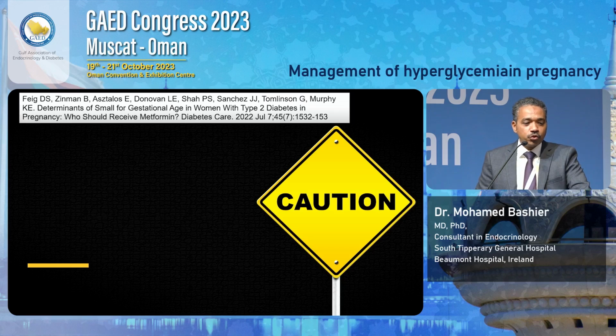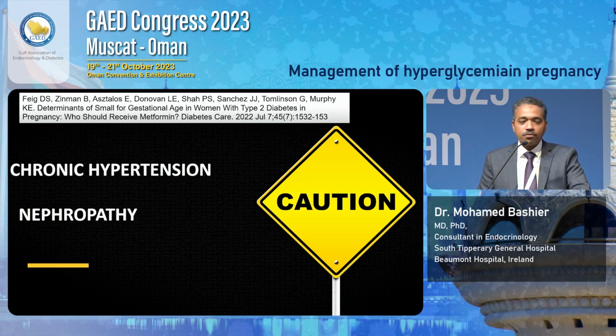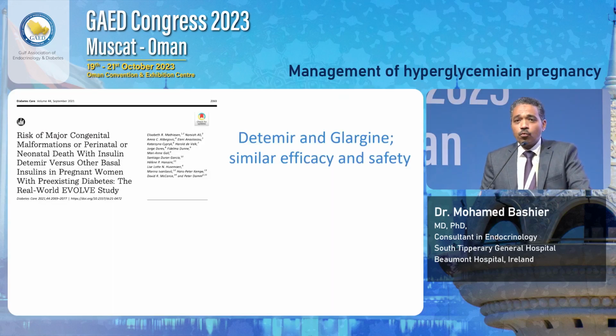When should you avoid metformin in type 2 diabetes? Hypertension and nephropathy, and exactly the same thing I told you early on about gestational diabetes. Anytime you think there is a high risk of small for gestational age, more than 2 risk factors, just avoid it, don't use it. Now, which insulin to use in those patients?